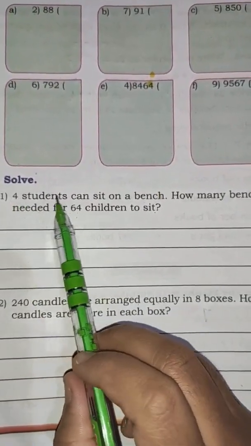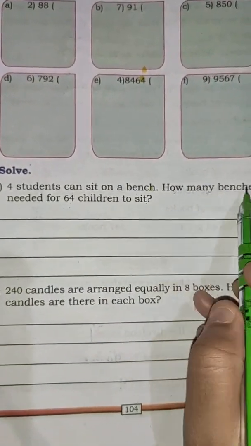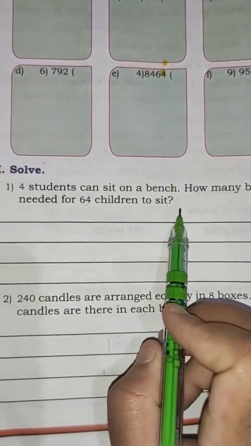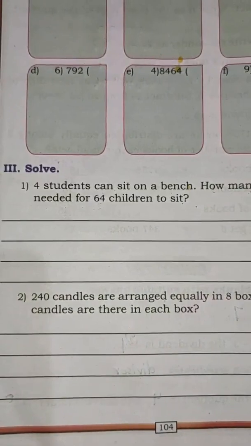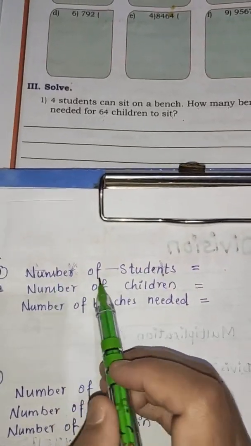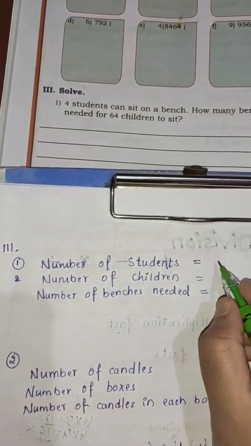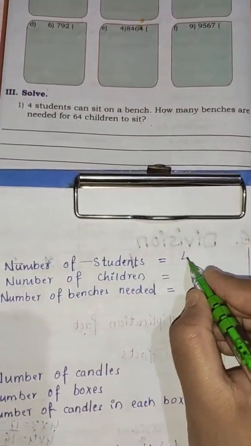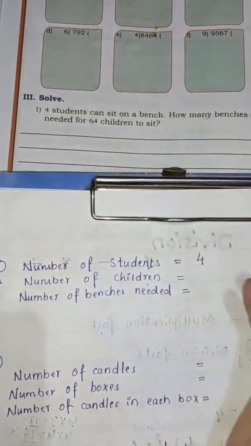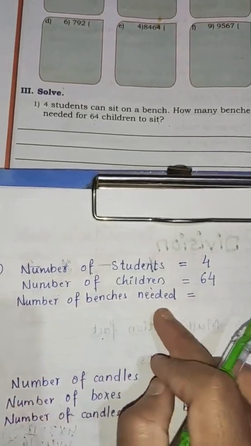So 4 students can sit on one bench. Now you have to see how many benches are needed for 64 children to sit. Okay, so let's solve it. First we'll write the particulars, number of students. How many students are there? 4 students, right? We'll write here 4. Next, number of children. How many children are there? 64, right?